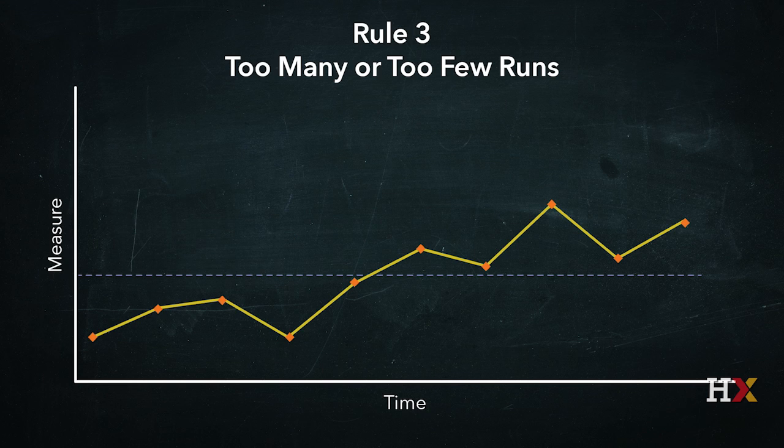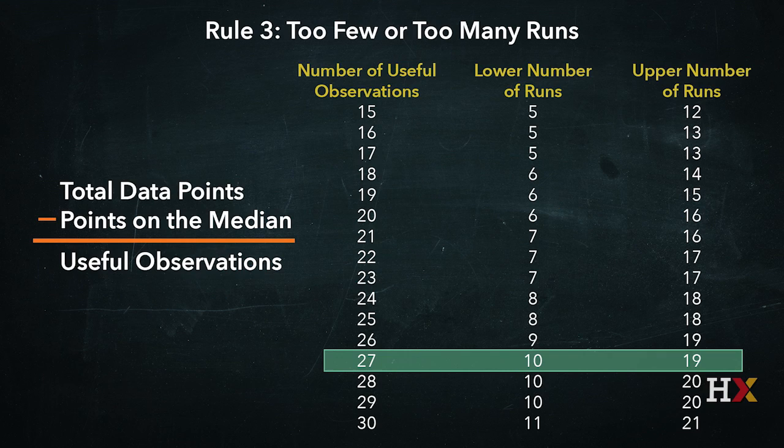To do this, you need to know that a run is 1 or more consecutive data points on one side of the median. And so now you can either circle the number of runs you have, or you can count the number of times your data crosses the median and add 1 to it. Now, go to the table and see what the range of runs should be for the amount of data in your run chart.